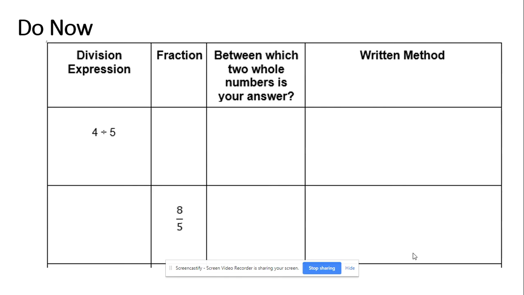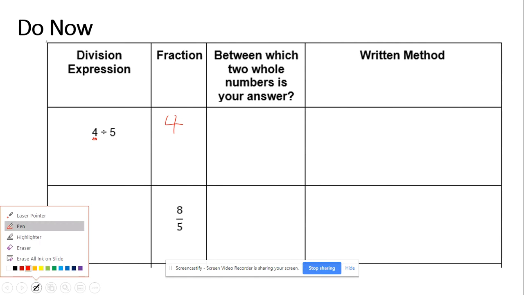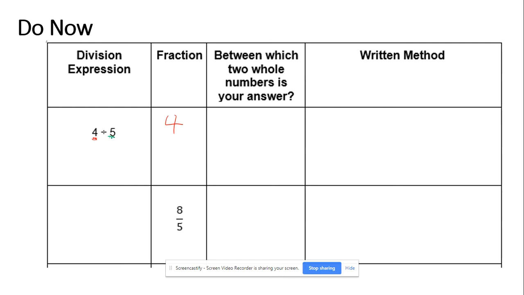So starting with the do now, I'm going to help you with this so that you can see what we did yesterday in class. If the division expression is 4 divided by 5, remember our dividend, which is our first number, is going to go on top, and then our divisor, which is our second number, is going to go on the bottom. So we have 4/5. Well, let's see. There's nothing in front here, no whole number. So that means there's 0 wholes.